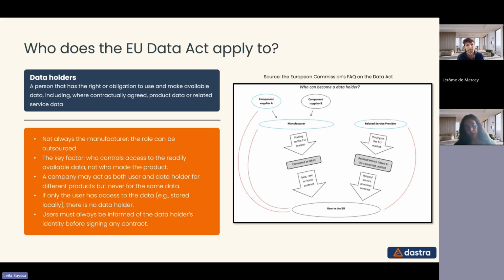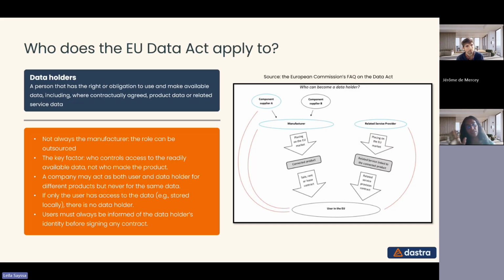There are also other actors here. Actually, there is this notion of data holder in the EU Data Act, which is really important. It's also here irrespective of the place of establishment, so in the EU or not in the EU. But the data holder actually means the person that has the right or the obligation to use and make available the data. So product data, service-related data that we're going to see.